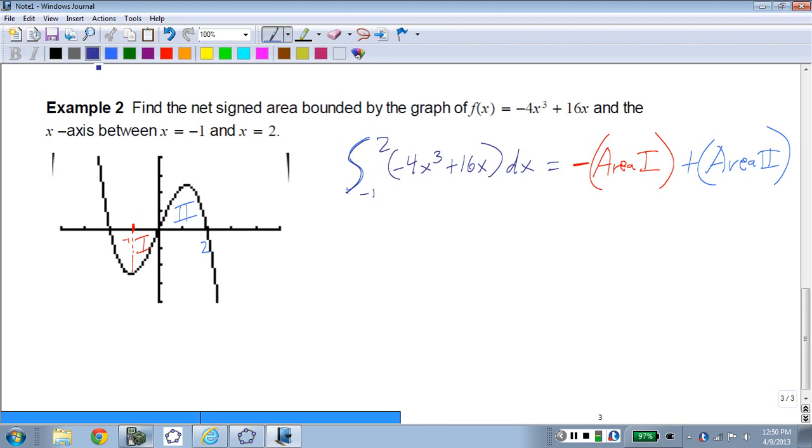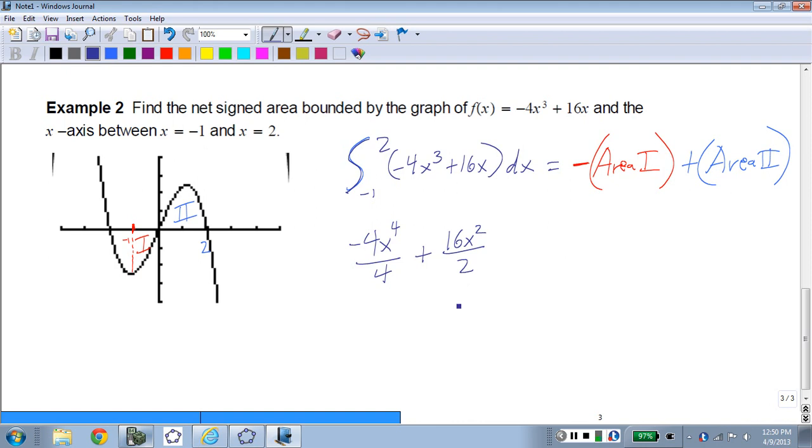We need an antiderivative. What can we take the derivative of and get negative 4x cubed? Negative 4x to the 4th over 4 would be good. So I guess just plain old negative x to the 4th. Take the derivative of negative x to the 4th. That's negative 4x cubed. Yeah, that'd be fine. Plus, what can we take the derivative of and get 16x? Would you believe 16x squared over 2? Or maybe 8x squared? Take the derivative of 8x squared.